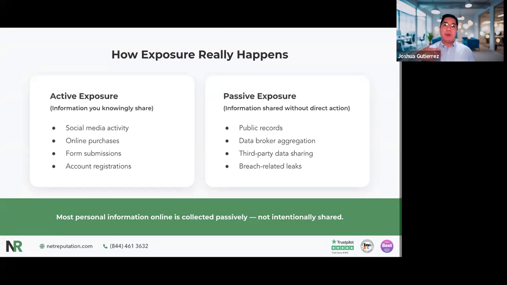Now, passive exposure is the things that happen around you, often without your knowledge. This is public records, data broker aggregation, which we'll talk about in more detail, third party data sharing, as well as breach related leaks. This is information you didn't actively decide to publish in any searchable format. In many cases, passive exposure represents a much larger portion of someone's digital footprint than the content that they personally post. So the conversation about privacy isn't just about being careful online, it's about understanding how data moves even when you're not thinking about it.